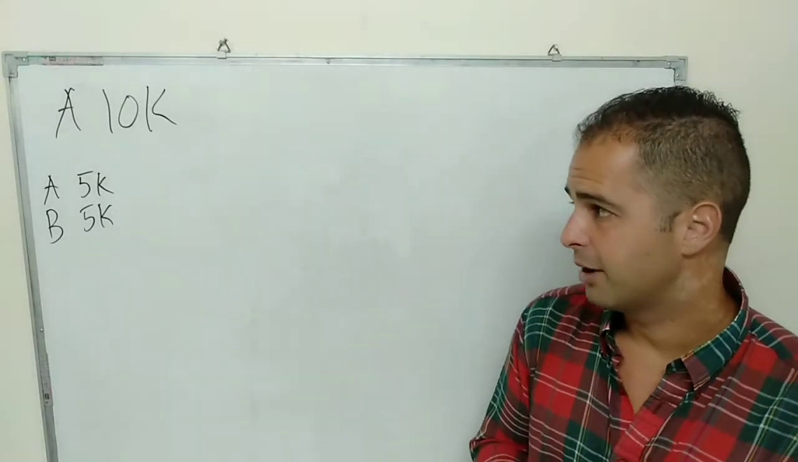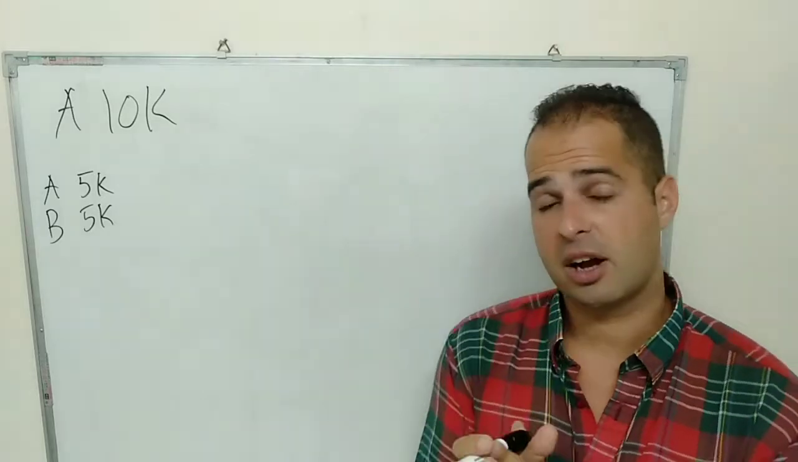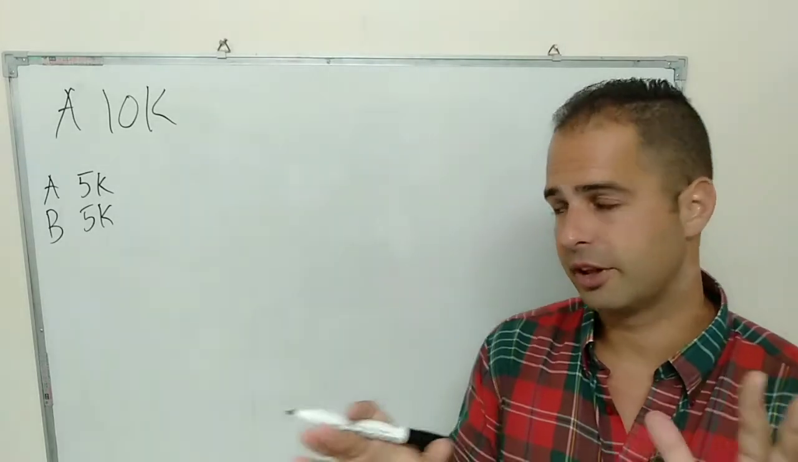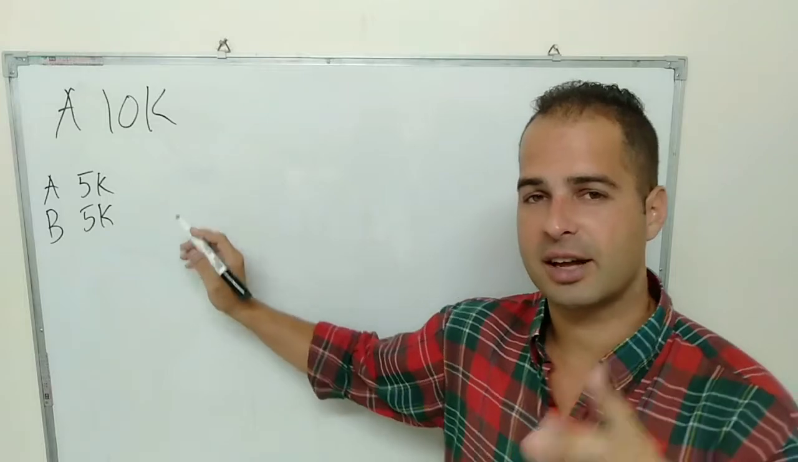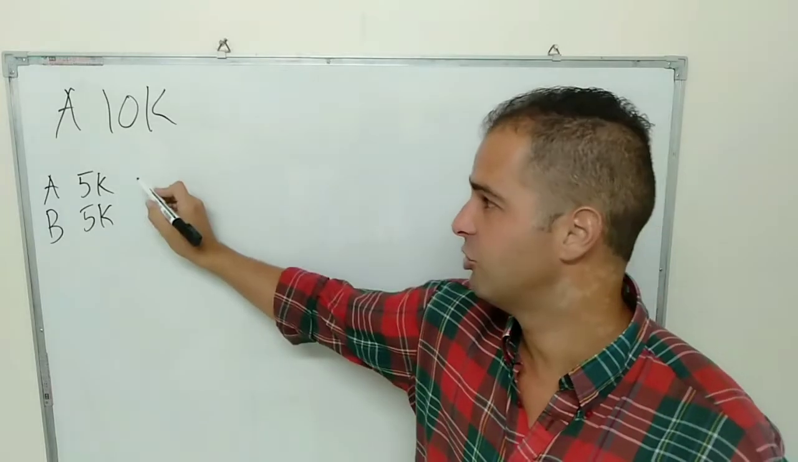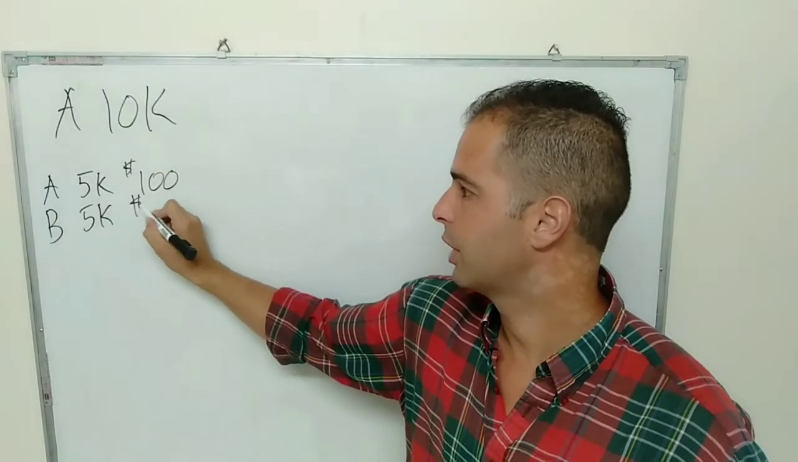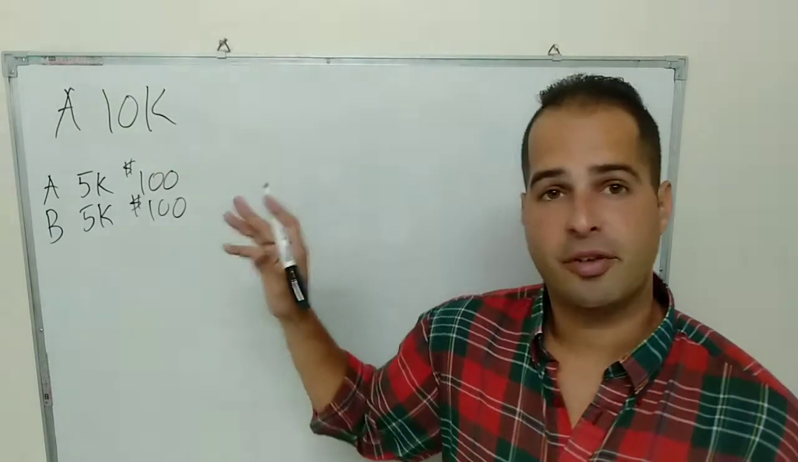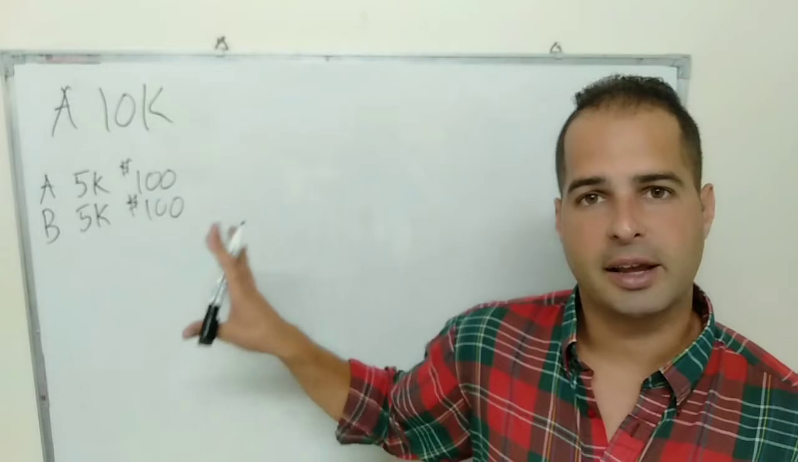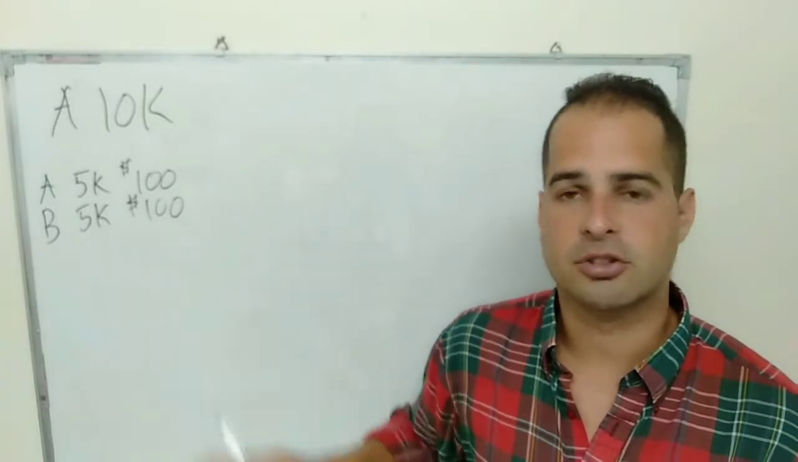So let's say that each stock is worth $100. You'll never have 2 stocks at exactly 100, but bear with me for the analogy. They're $100 a piece, okay? And you're going to buy 5K of each, and they're both $100.